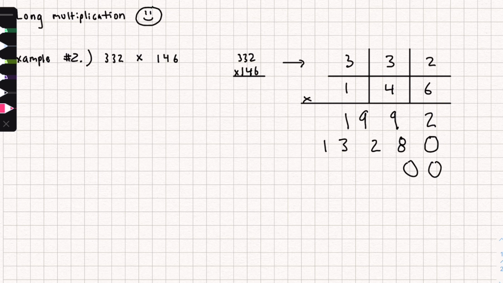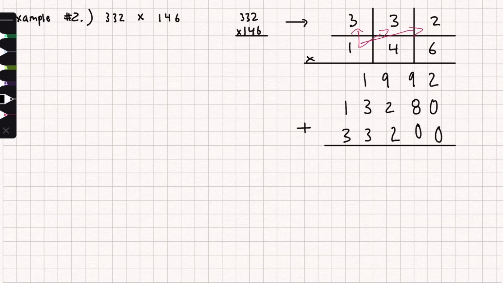So 1 times 2, and then that is just 2. 1 times 3, that's just 3. 1 times 3 again, that is just 3. So this is where we're going to add all together. And so let's just add it all together now.